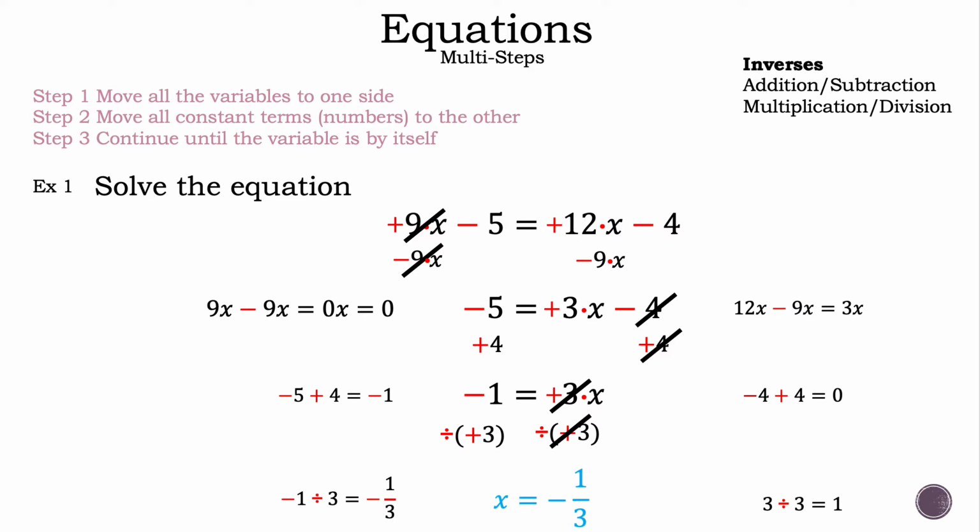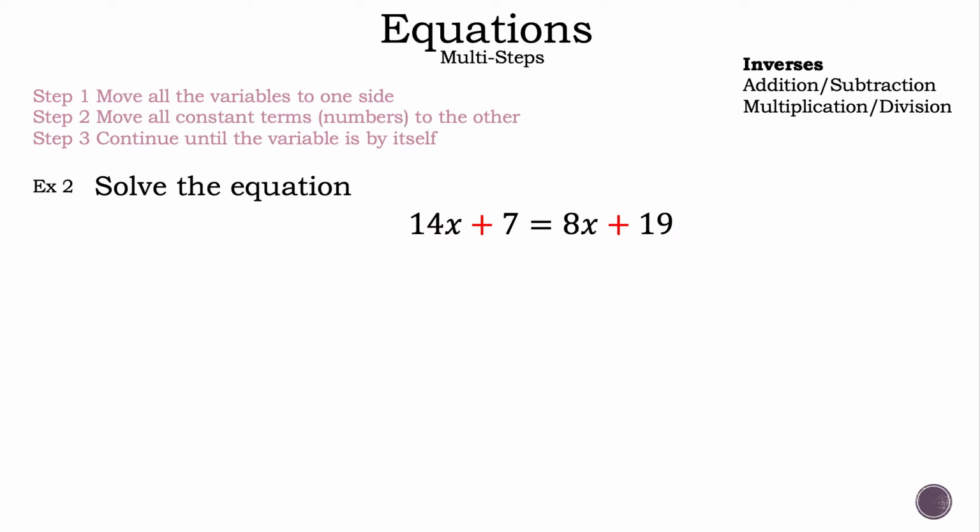Now let's take a closer look at example 2. We have 14x plus 7 is equal to 8x plus 19. Let's add the hidden symbols. We have positive 14 times x plus 7 is equal to positive 8 times x plus 19. Now, in this case, we're going to go ahead and move the 8x to the other side, or to the left side, because 14 is greater than 8, and we want to have positive variables.